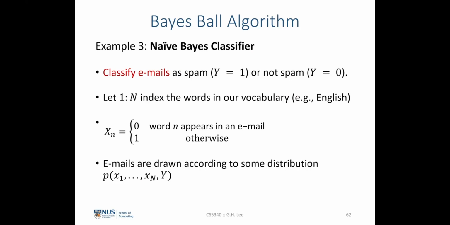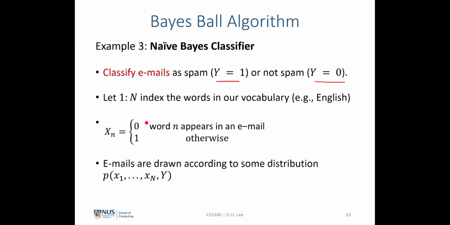The last example that we are going to look at is the naive Bayes classifier. Here's the example where we want to classify emails as either spam, which is denoted by y equals 1, or not spam, where y takes a state of 0. So y is the random variable. It's a binary random variable that either takes 0 or 1.